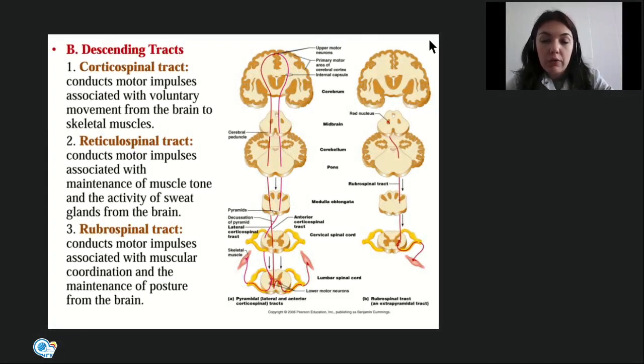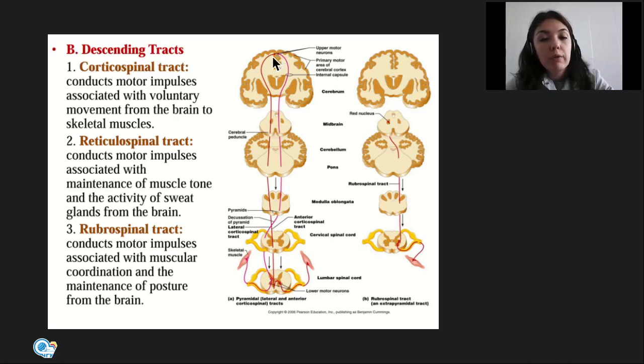All the descending tracts are divided into pyramidal and extrapyramidal. Pyramidal tracts, as I have already told you, are conscious, they start from the cortex, and they are named pyramidal because they start from giant pyramidal cells in the precentral gyrus. There are two of them, the corticospinal tract and the corticonuclear tract. Okay, let's start with the corticospinal tract. Its first order neuron is located in the cortex of the precentral gyrus, to be more precise, in the fifth layer.